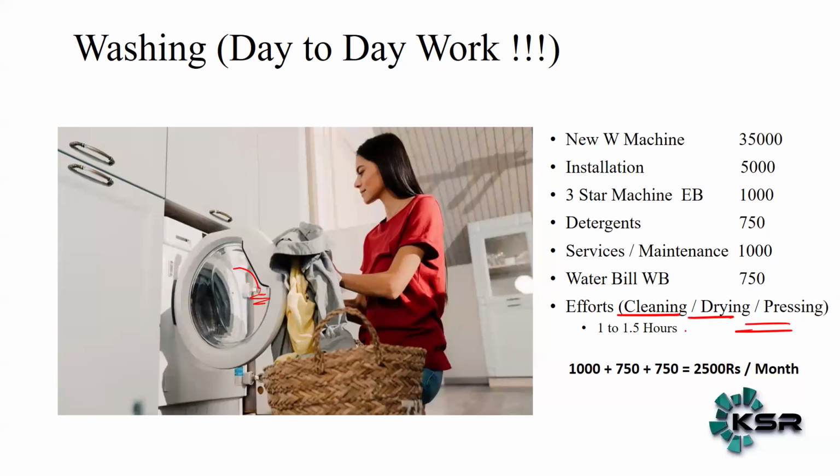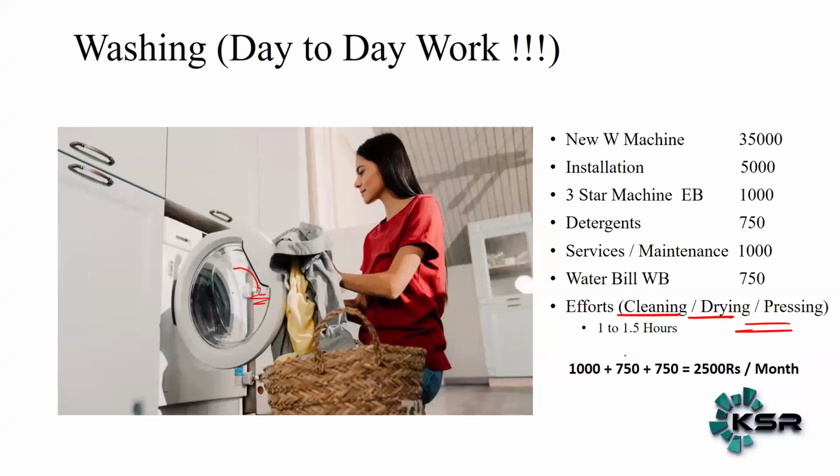Oof. 1 to 1.5 hours easily gone. If I have 1.5 hours, I'll take one session. For washing clothes, I have to spend 1 hour. So forget about money. I have to spend 2,500 per month apart from this new washing machine price, apart from this installation price, apart from the service maintenance, which is 1,000 rupees per 6 months. Keep this aside. I need to pay 2,500 rupees per month.